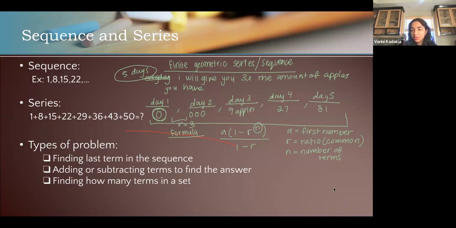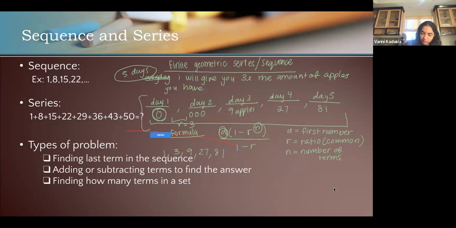Wait, can you say that again? Okay, I'll just re-explain the parts of the formula and then we'll move on to infinite geometric series. So A is the first term of the series. If we were looking at the example of apples per day, day 1 is 1 apple, day 2 is 3 apples, and so on. We'd have the series 1, 3, 9, 27, 81, right?